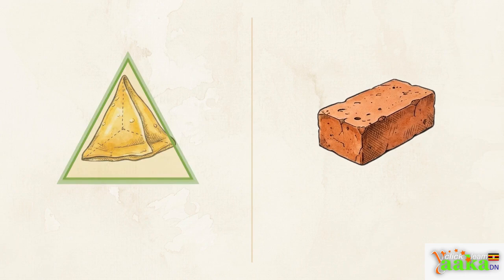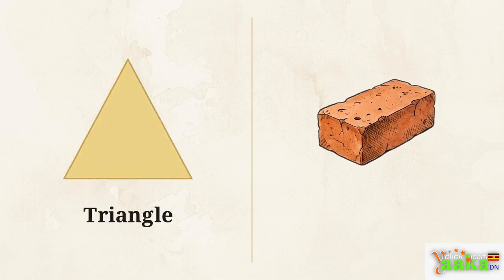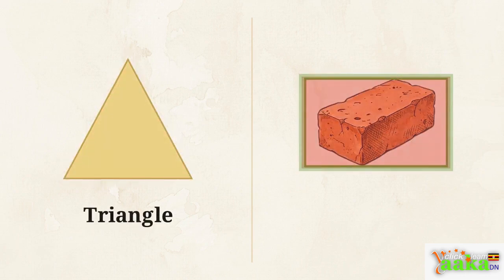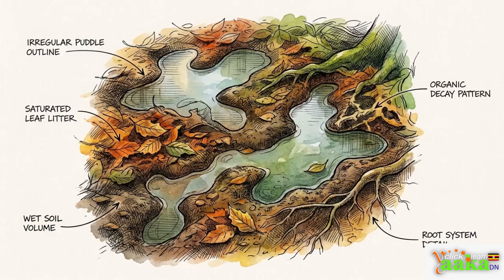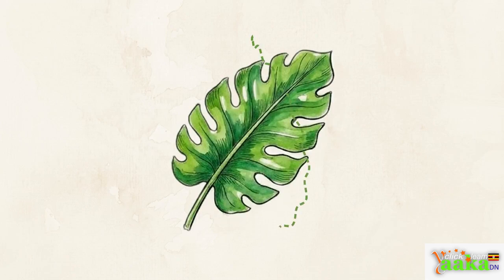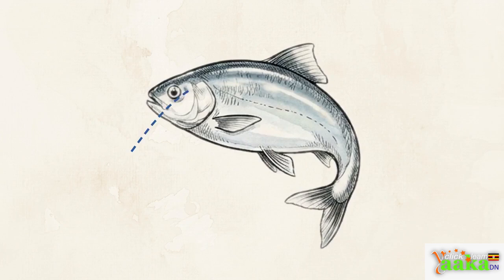You can spot a mathematical triangle in the folds of a fresh samosa, or a precise rectangle in a standard clay brick. The second category is organic shapes. Unlike geometric ones, these are irregular and free-flowing, the kind of forms that occur naturally. Nature rarely follows straight lines. This gives us the wavy outline of a matuke leaf, or the smooth, curved silhouette of a tilapia fish.